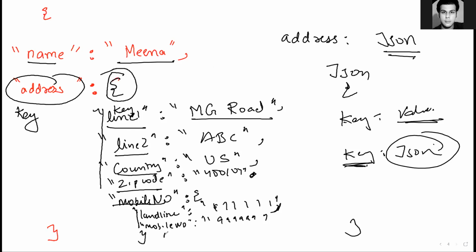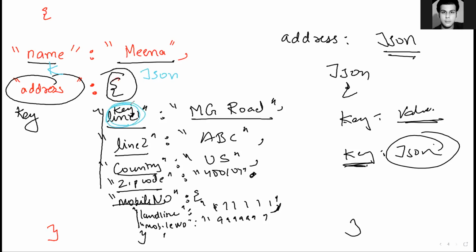So like we were discussing the key value pair, in the first case, name was the key and Meena was the value, right? So here in the second case, address is the key, and in the value part we have a JSON. Inside that we have actually two JSONs, right? One is line one, line two, country and zip code, and the other one is mobile number, which has two values.